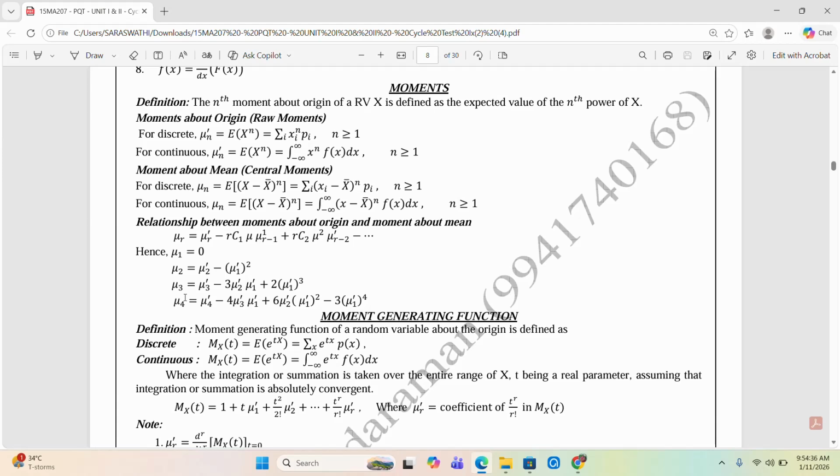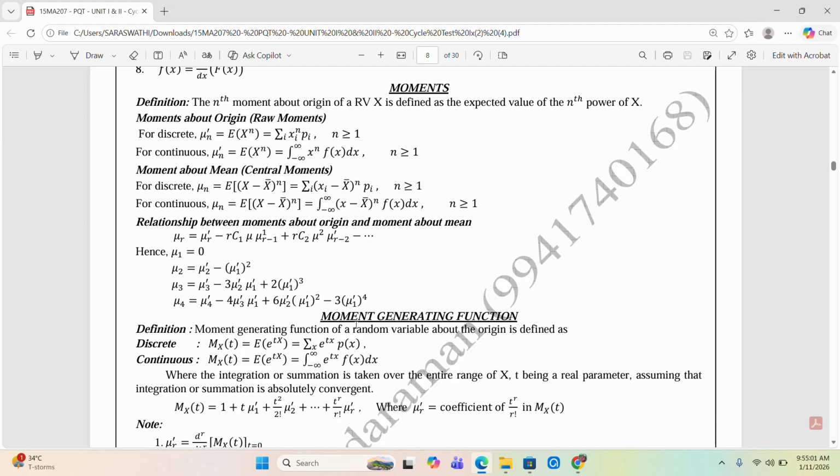If r is equal to 3, mu 3 is equal to mu 3 dash minus 3 into mu 2 dash mu 1 dash plus 2 into (mu 1 dash) whole cube. If r is equal to 4, mu 4 is equal to mu 4 dash minus 4 into mu 3 dash mu 1 dash plus 6 mu 2 dash into (mu 1 dash) whole square minus 3 into (mu 1 dash) whole power 4. So these four are the first four moments.